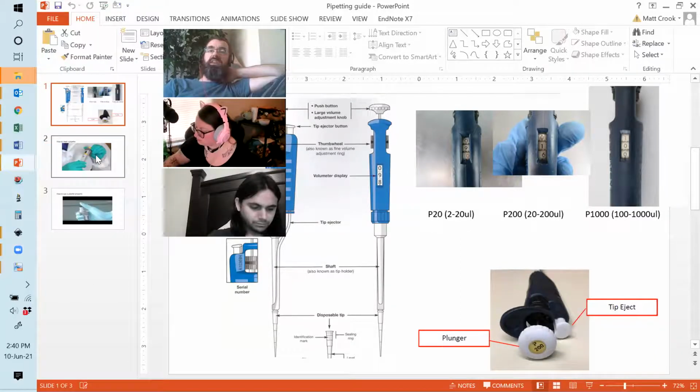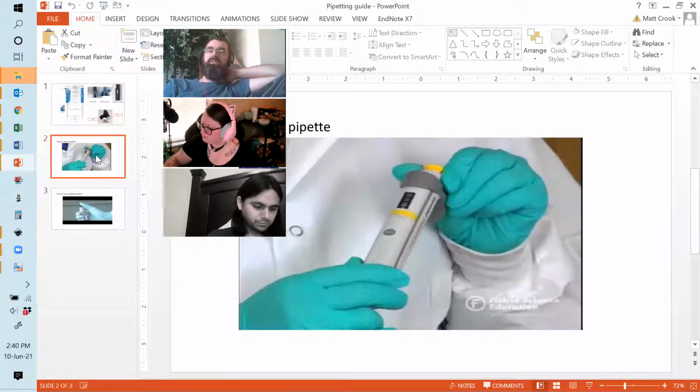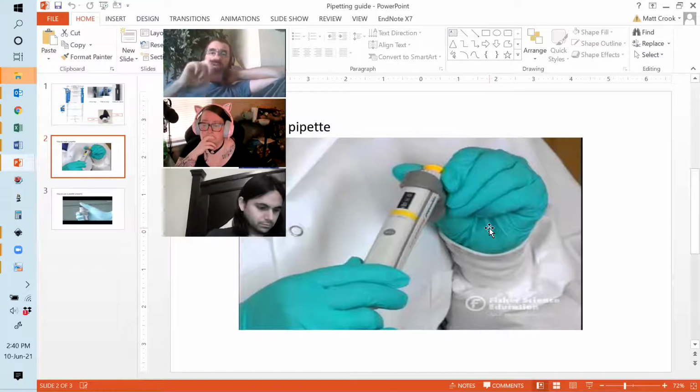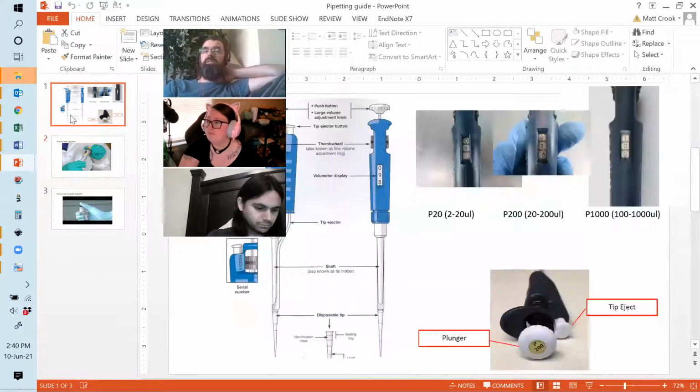Now again, to change that, you can either use the, oh, that's an Eppendorf pipette. You can either use the top thing to change it, or you can use the thumb wheel, kind of the black thing there. You can actually move that up and down to lock it if you're so inclined.